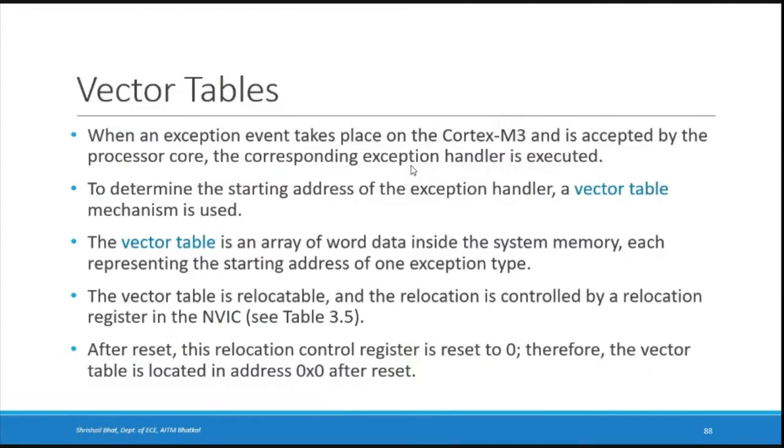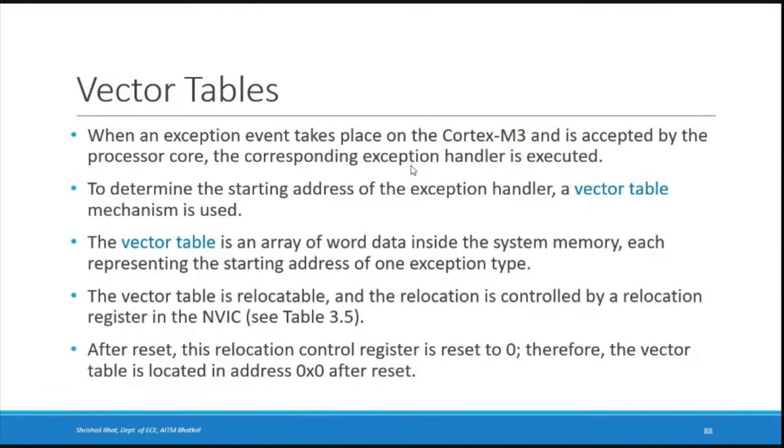Then there is the vector table. We said it provides vectored interrupt support, right? Vectored interrupt support means there is a vector table which stores the starting address of each type of interrupt service routine. So when an exception event takes place and it is accepted by the core, the corresponding exception handler is executed. The exception type is already known. Based on what exception type has occurred, the particular interrupt service routine has to be executed.